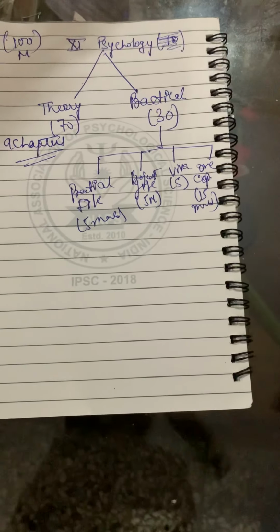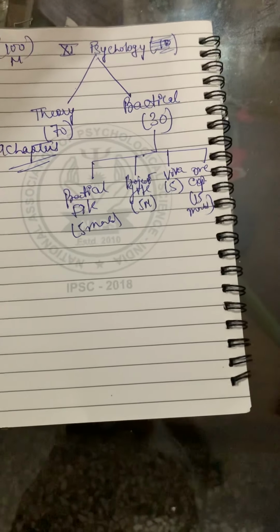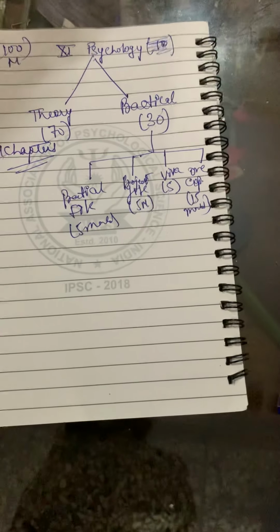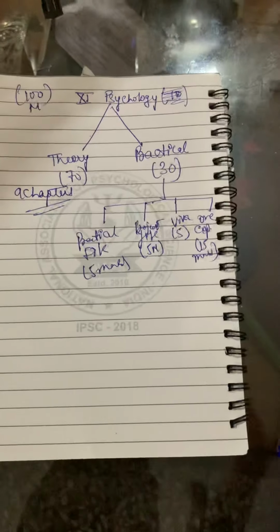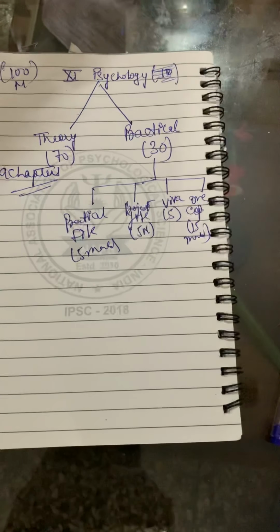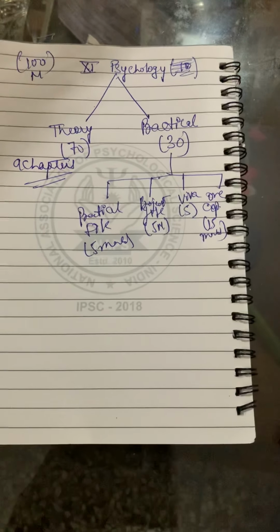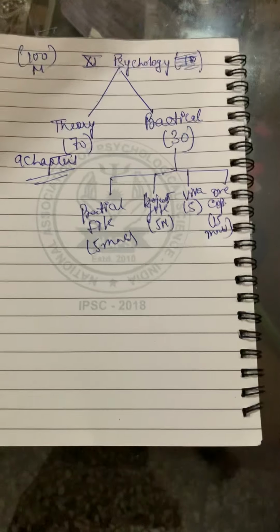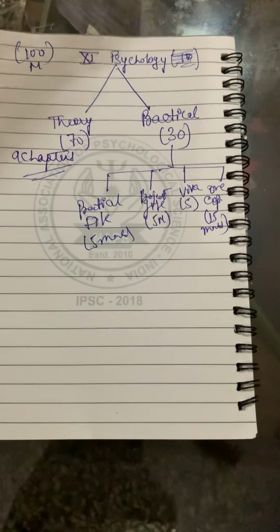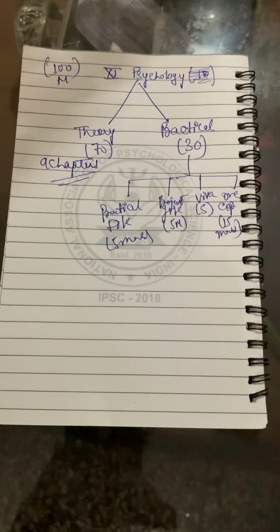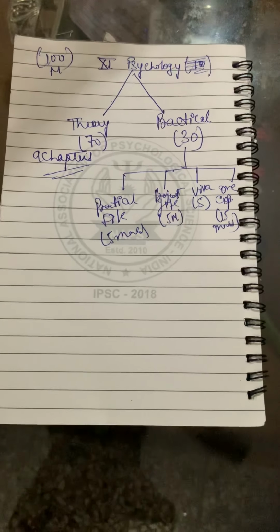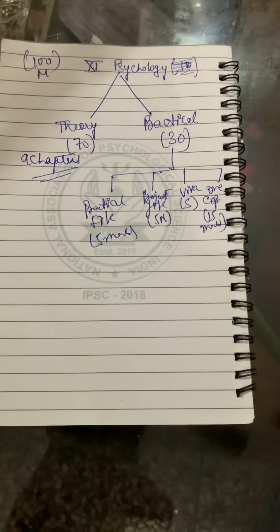The practical, on the other hand, carries 30 marks. The 30 marks are further divided, and I'll explain each of them one by one. Practical file is for 5 marks. Project file will be again 5 marks. Viva will be 5 marks. And one experiment that you are supposed to do in your exam carries 15 marks. So this all makes 30 in total.